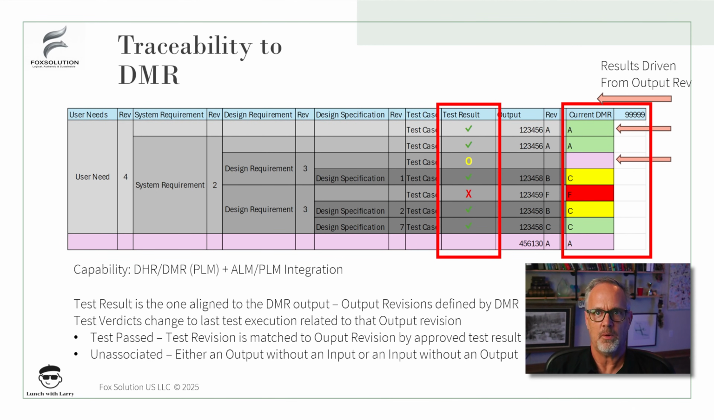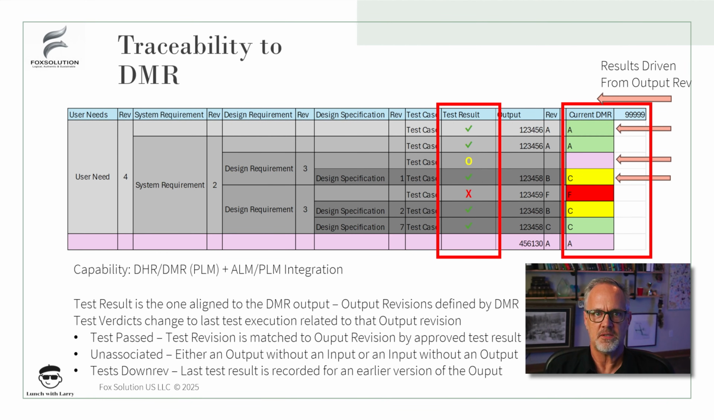So in this case, what we have is an unassociated level where we have a test case that doesn't have an output and we need to add that output, or we have an output that doesn't have a test case, so it hasn't been tested. So in this case, we have to go through and create that association so that we can test it and get the result that we're looking for.